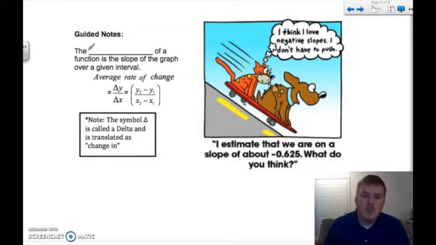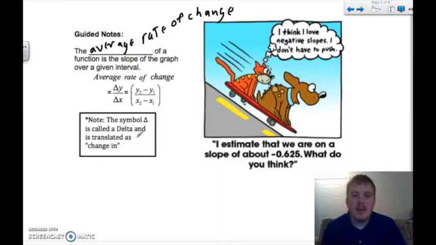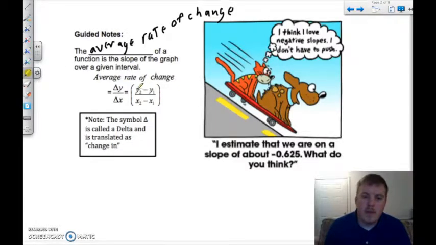So when we look at our notes, we're going to be given that the average rate of change of a function is the slope of a graph over a given interval. Now we are used to seeing it written in this type of format, y2 minus y1 over x2 minus x1. But another way that you might occasionally see this is with a triangle y over triangle x. And what that triangle means is it's actually a symbol called delta, as you'll see in your little box of notes to the side there.